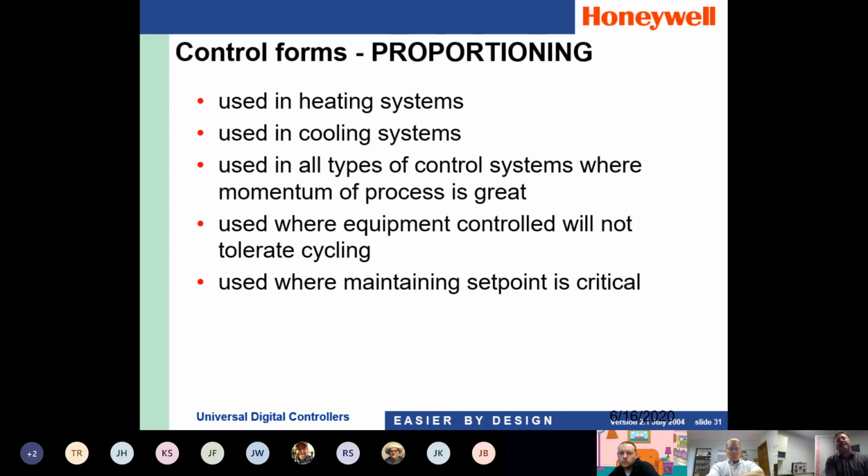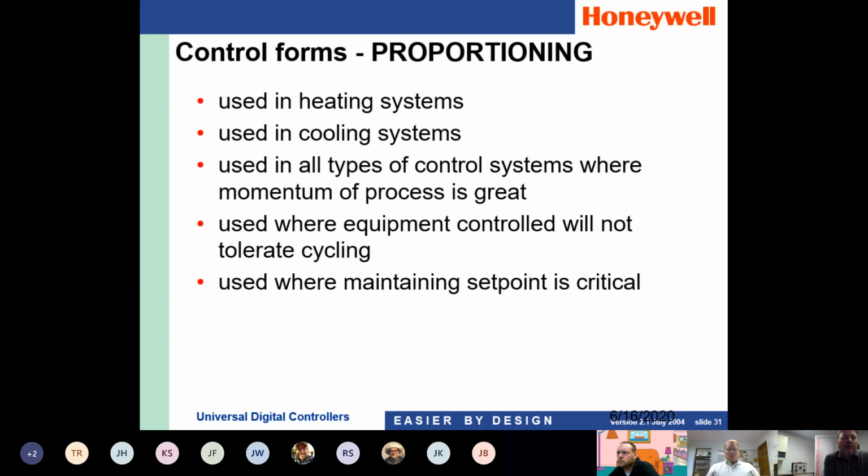The next type of control form, which is a little bit more elaborate, is proportional. And this would be for systems where it needs a little bit better accuracy, a little bit better control of your process variable, the set point. Typically, the controller would send out a proportional signal, which is proportional to the output of the controller. In most cases, it's either going to be a time proportional, which is a pulsing type of output, or it's going to be a 4 to 20 milliamp output, which again is proportional to the output of the controller.